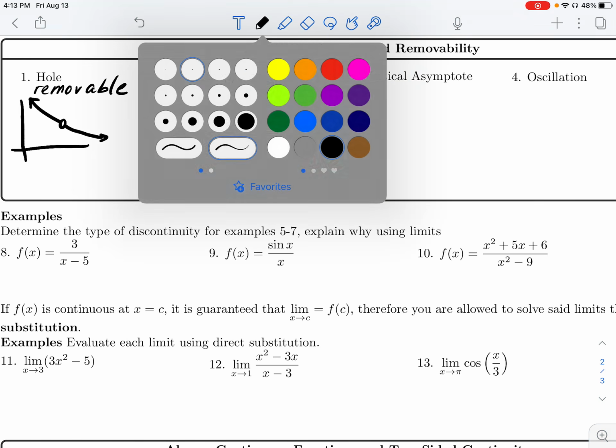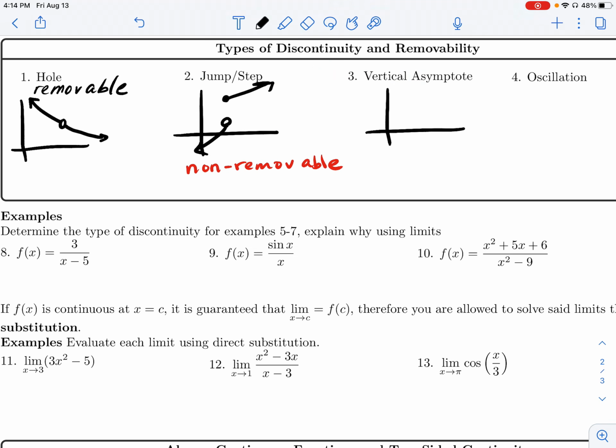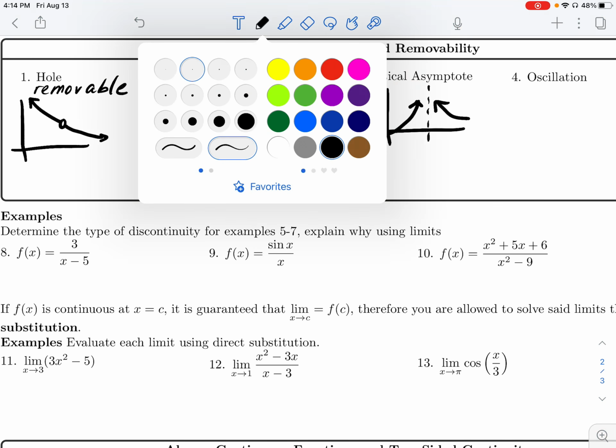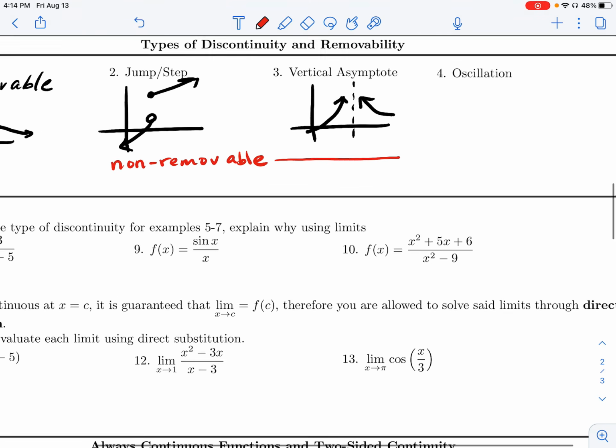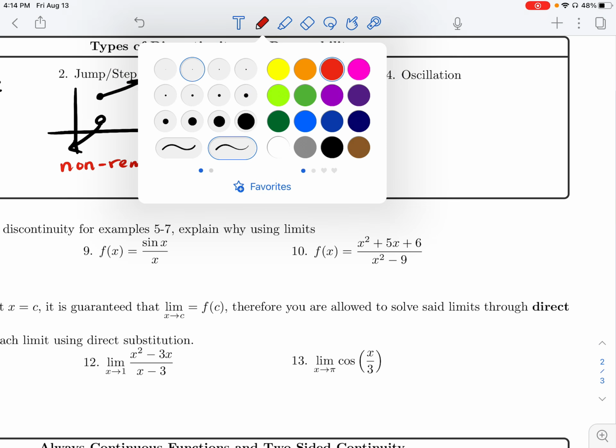The same deal goes for something like a vertical asymptote. If you have a function here that looks like it's approaching positive infinity, for example, and it's also approaching positive infinity, we would say here that you can't just plug in a single point. This function is also going to be non-removable there. And then finally would be something like an oscillating function, which I mentioned earlier.